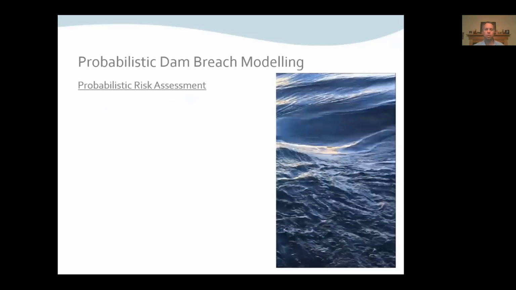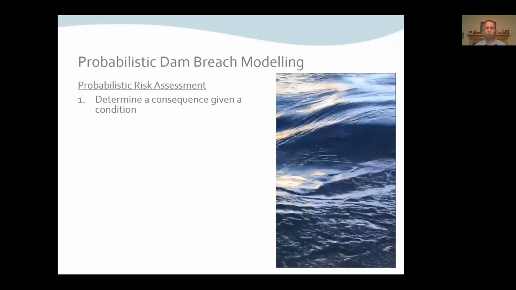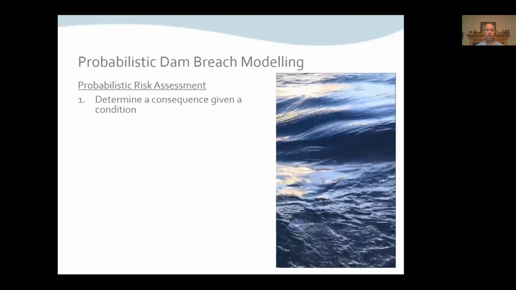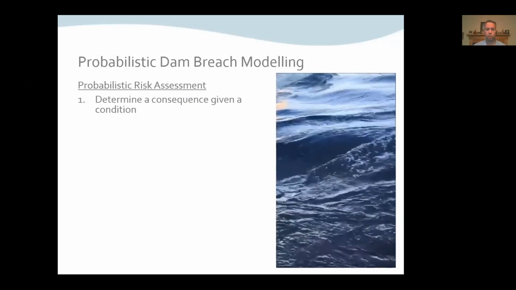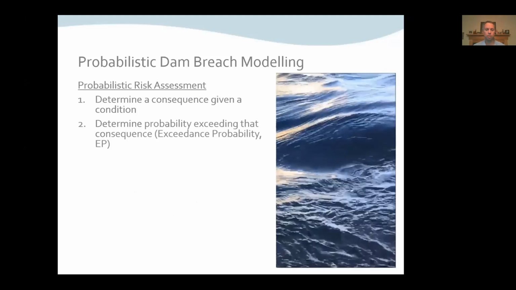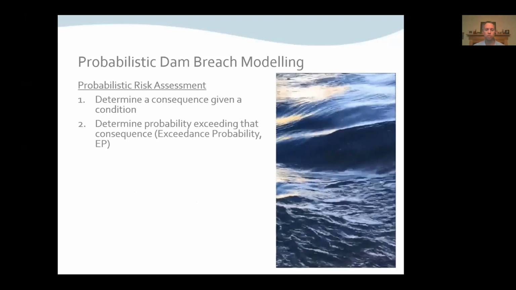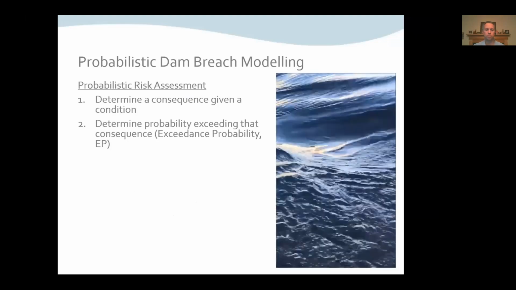So what is a probabilistic approach to dam breach modeling? It involves a probabilistic risk assessment. And essentially what you're determining is a consequence given a condition. That's the definition of a probabilistic risk assessment. And when we're talking about dam breach modeling, we're looking at exceedance probabilities. That would be the consequence, an exceedance probability for a specific discharge.